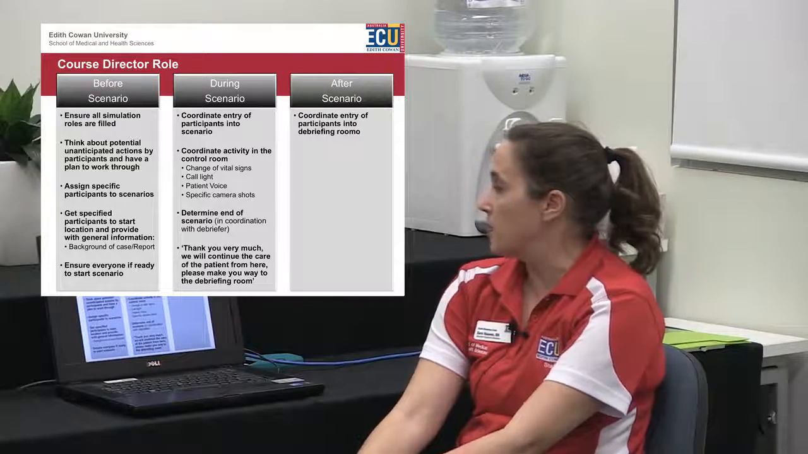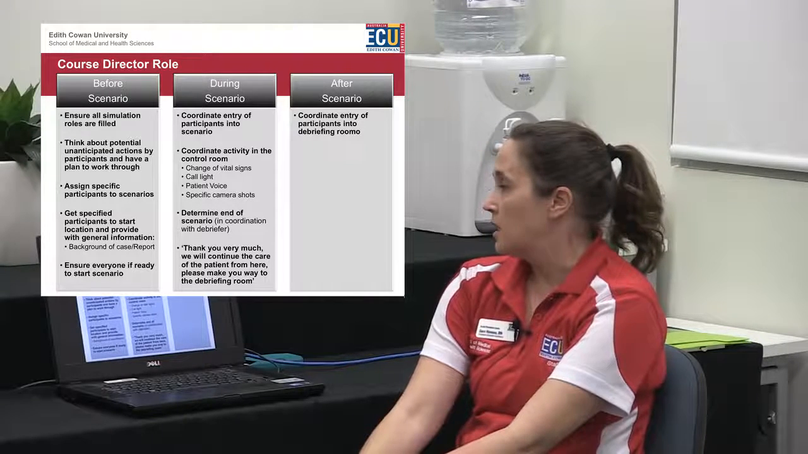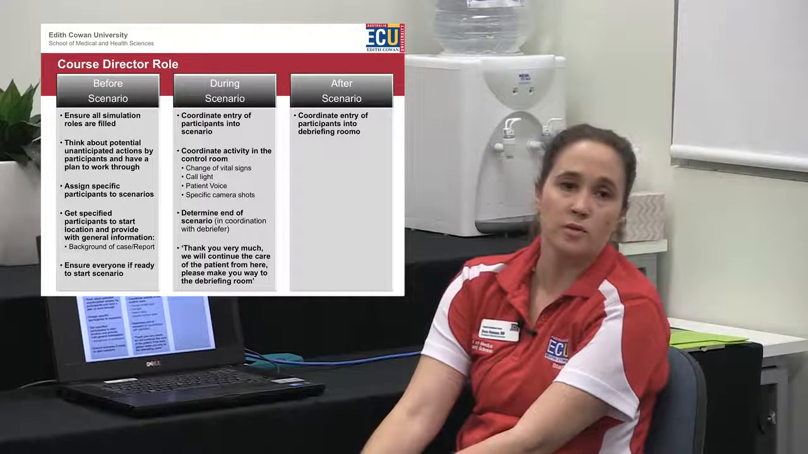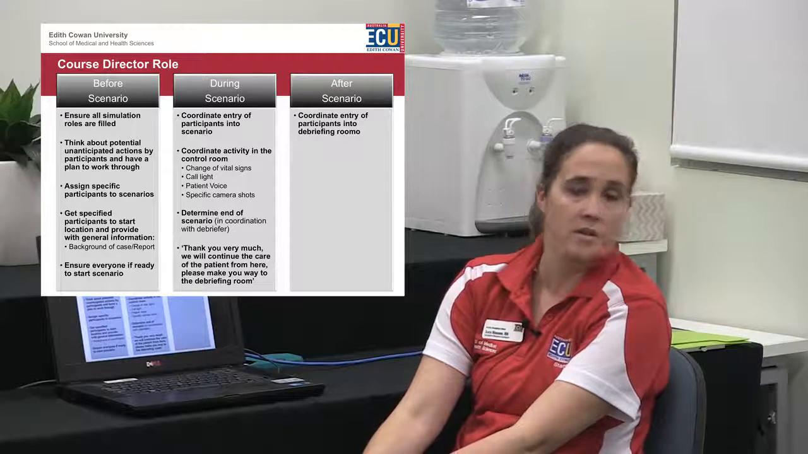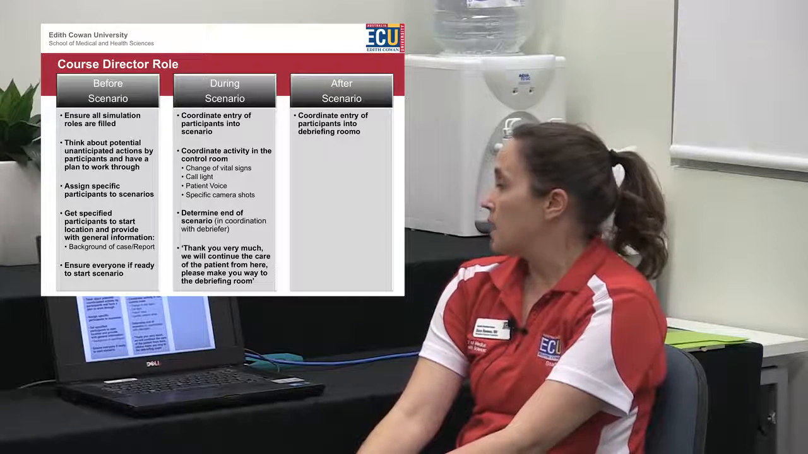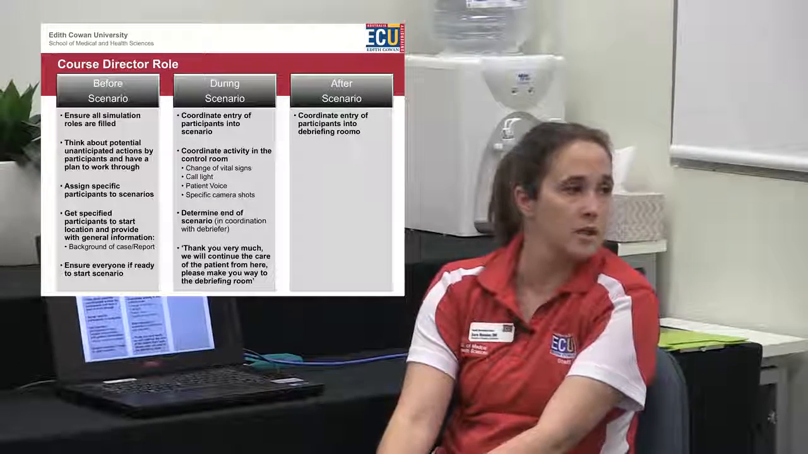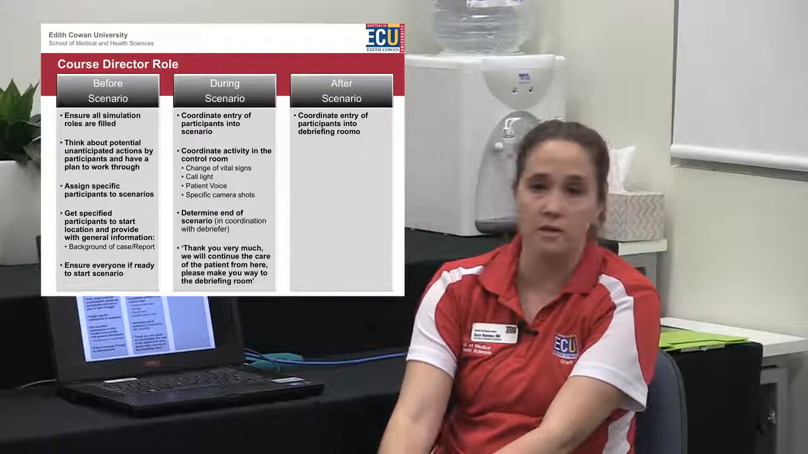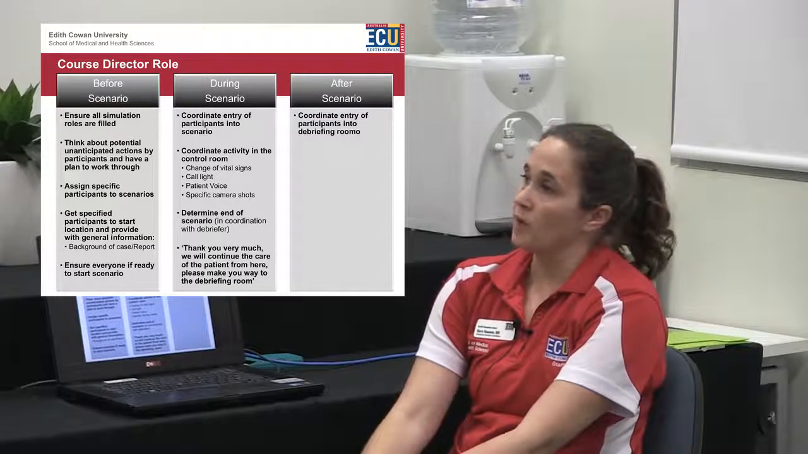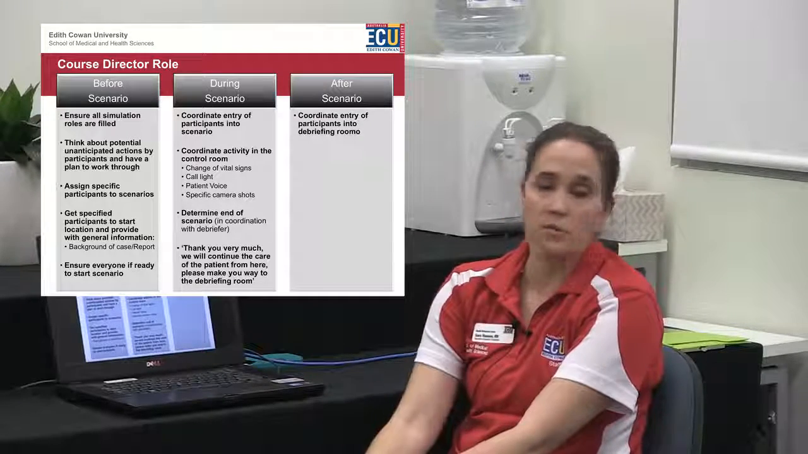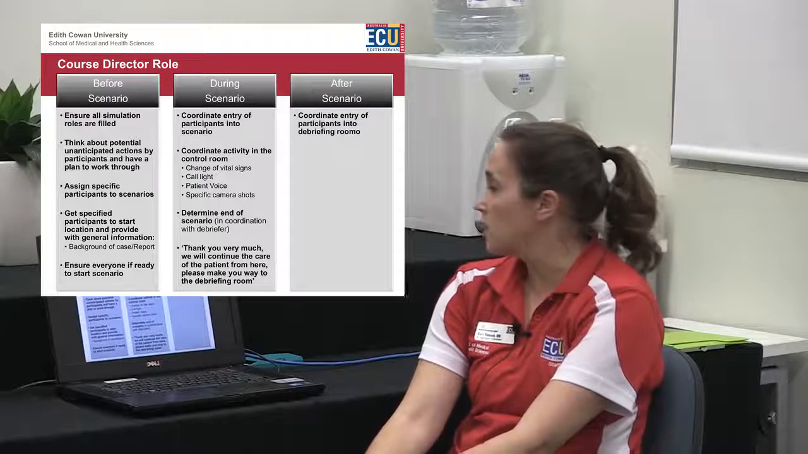You want to think about any potential unanticipated actions by participants and have a plan to work through. So it's that contingency plan that we've been talking about. Assigning specific participants to scenarios. So again, not every participant is going to be in every scenario. Sometimes they'll be watching the scenarios live. So you want to think about who's going to go into which scenarios and when as the director.